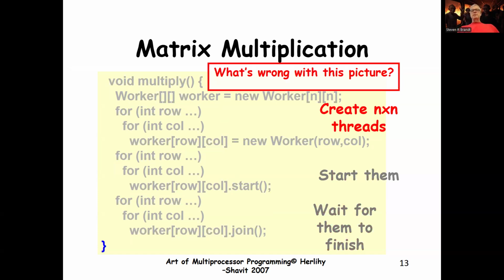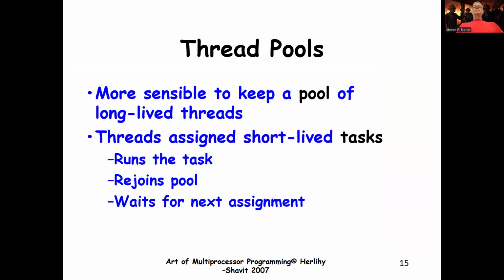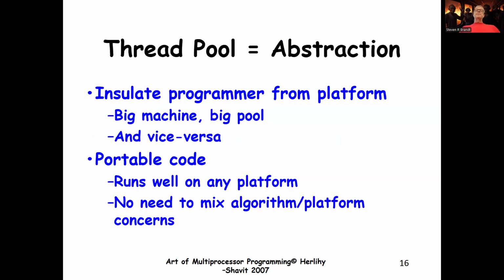And what's wrong with this, right? Threads require resources: memory for stacks, setup and tear down, scheduler overhead. It's worse for short-lived threads. So we have the concept of thread pools. It makes more sense to keep a pool of long-lived threads around to do work. Threads are assigned short-lived tasks. They run the task, then they rejoin the pool and wait for the next assignment.